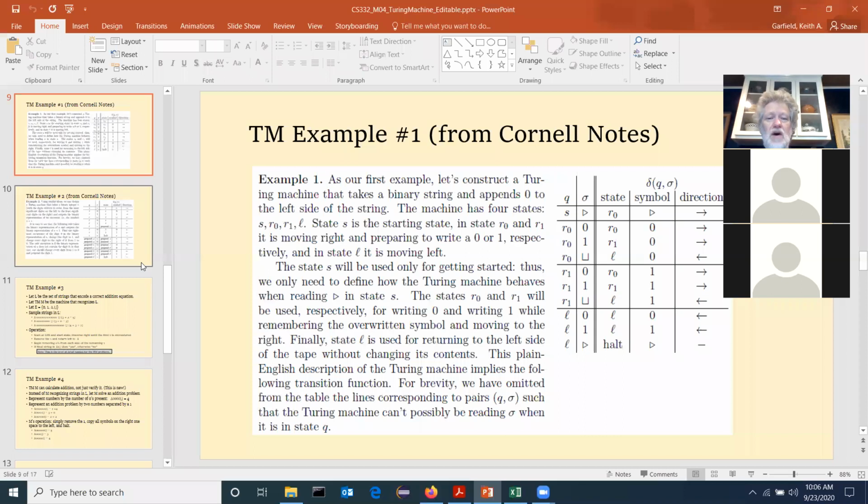Do we have questions about what I'm expecting in the homework for how you would explain how your machine works? Because I posted the homework and asked you to create 2 different Turing machines.